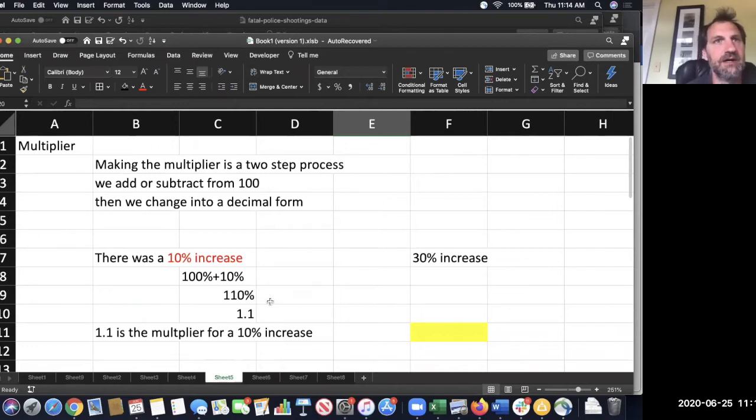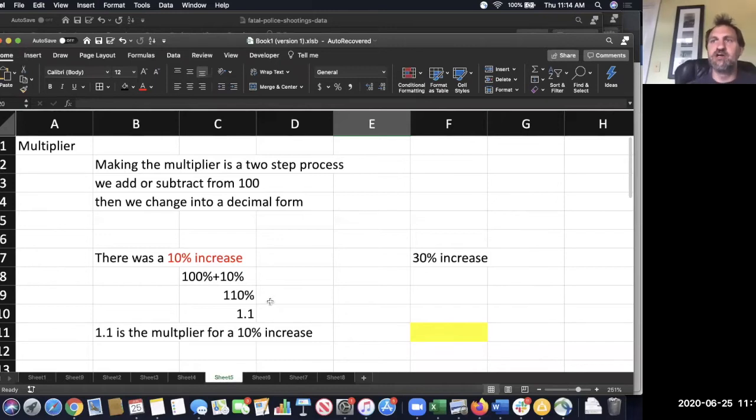It's pretty straightforward. It's a two-step process. It starts with something like percent increase, percent decrease, and then you go from there. That kind of determines your process for you. So I've got an example here of a 10% increase and how you want to think about making this multiplier.